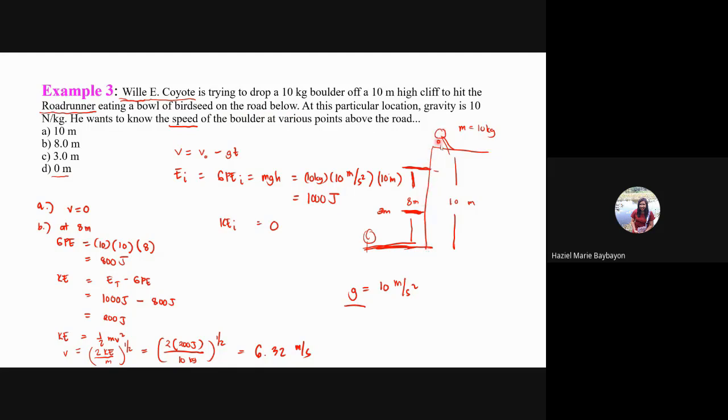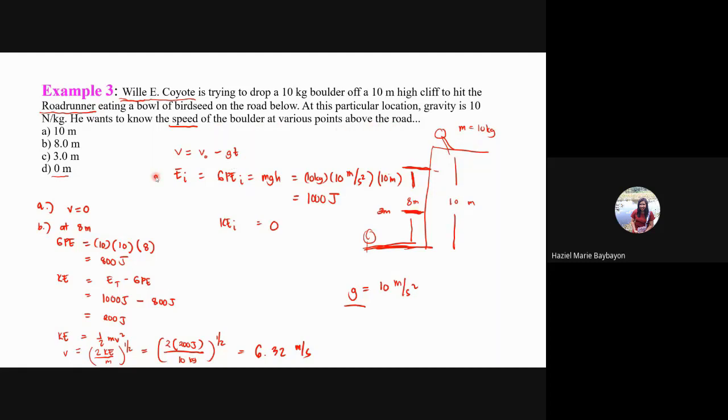So this is where Wile E. Coyote is, and this is the boulder, the 10-kilogram boulder. This is the cliff, and I think this is where the roadrunner is. The roadrunner is eating a bowl of birdseed on the road below. At this particular location, the gravitational acceleration is 10 newtons per kilogram or 10 meters per second squared. So he wants to know the speed of the boulder at various points above the road.